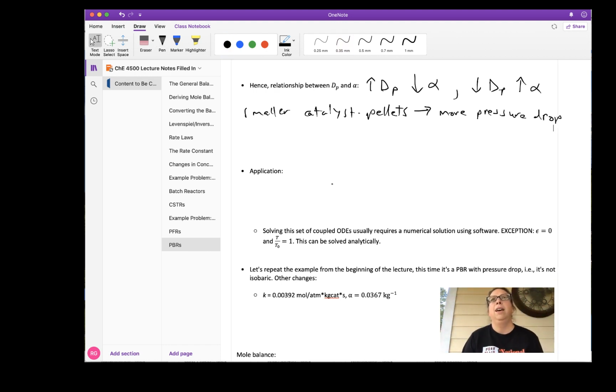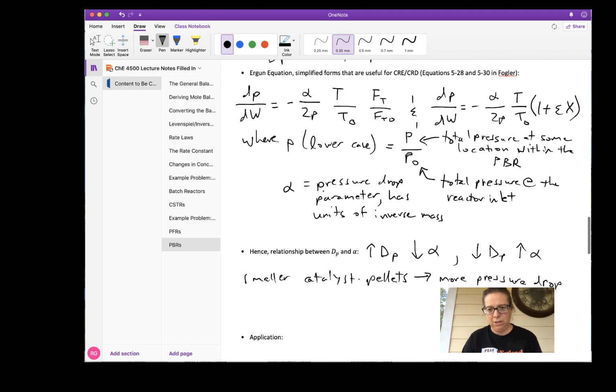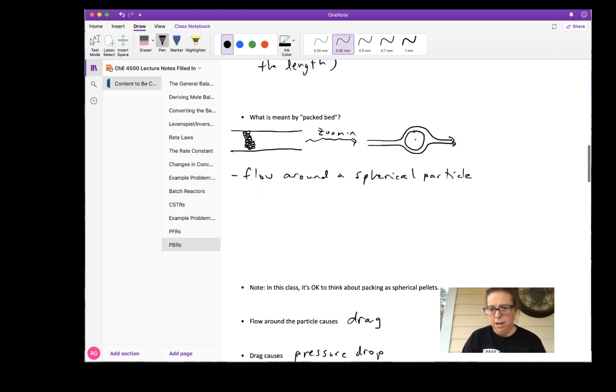So that said, if you think about a spherical catalyst pellet, and we'll get into this more when we study catalysis, usually the catalytic activity would not be happening on the surface of this pellet. This pellet is going to be a porous material, so lots and lots of pores inside the pellet. Think about a sponge and how it has pores and how fluid can travel into the pores in the sponge.